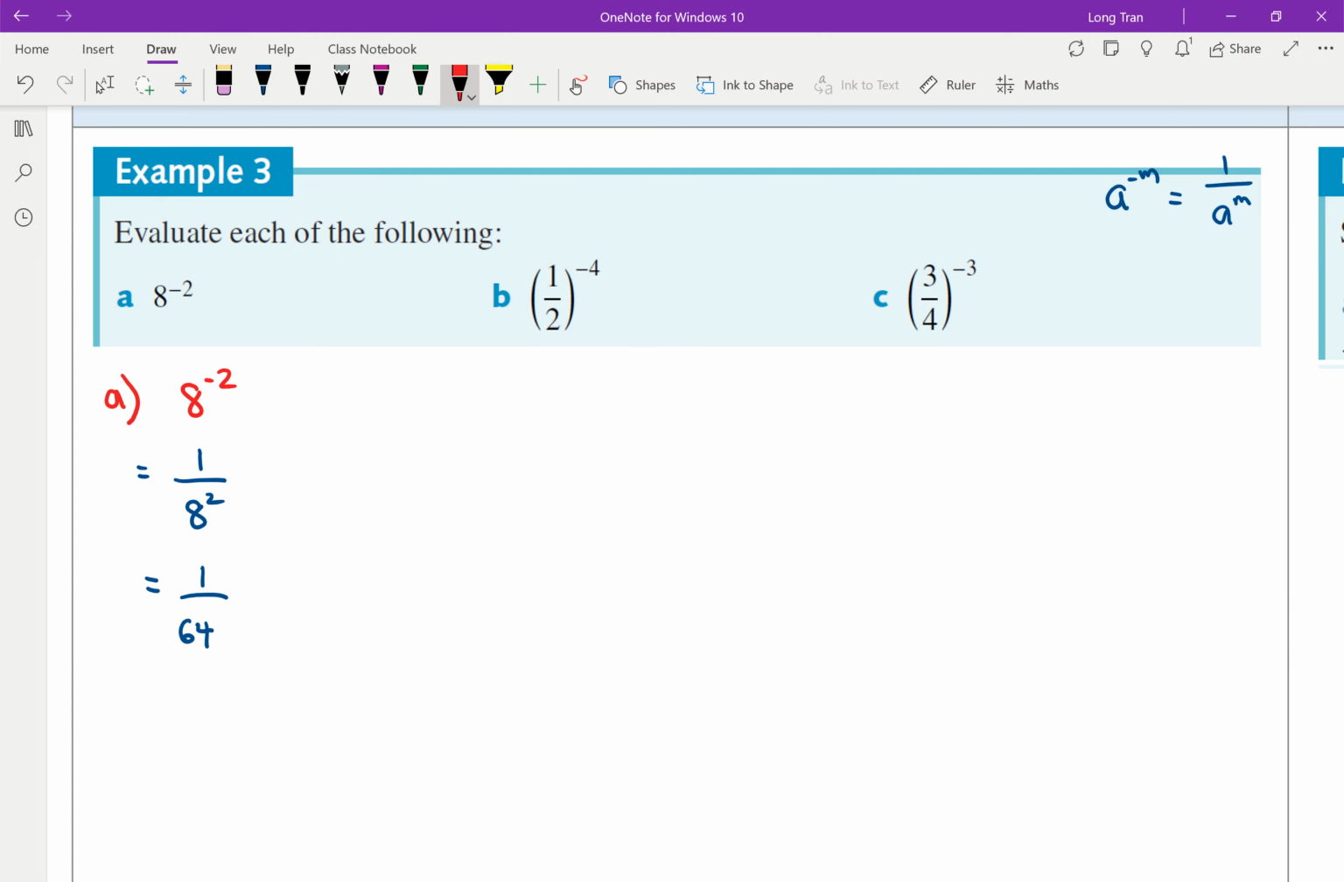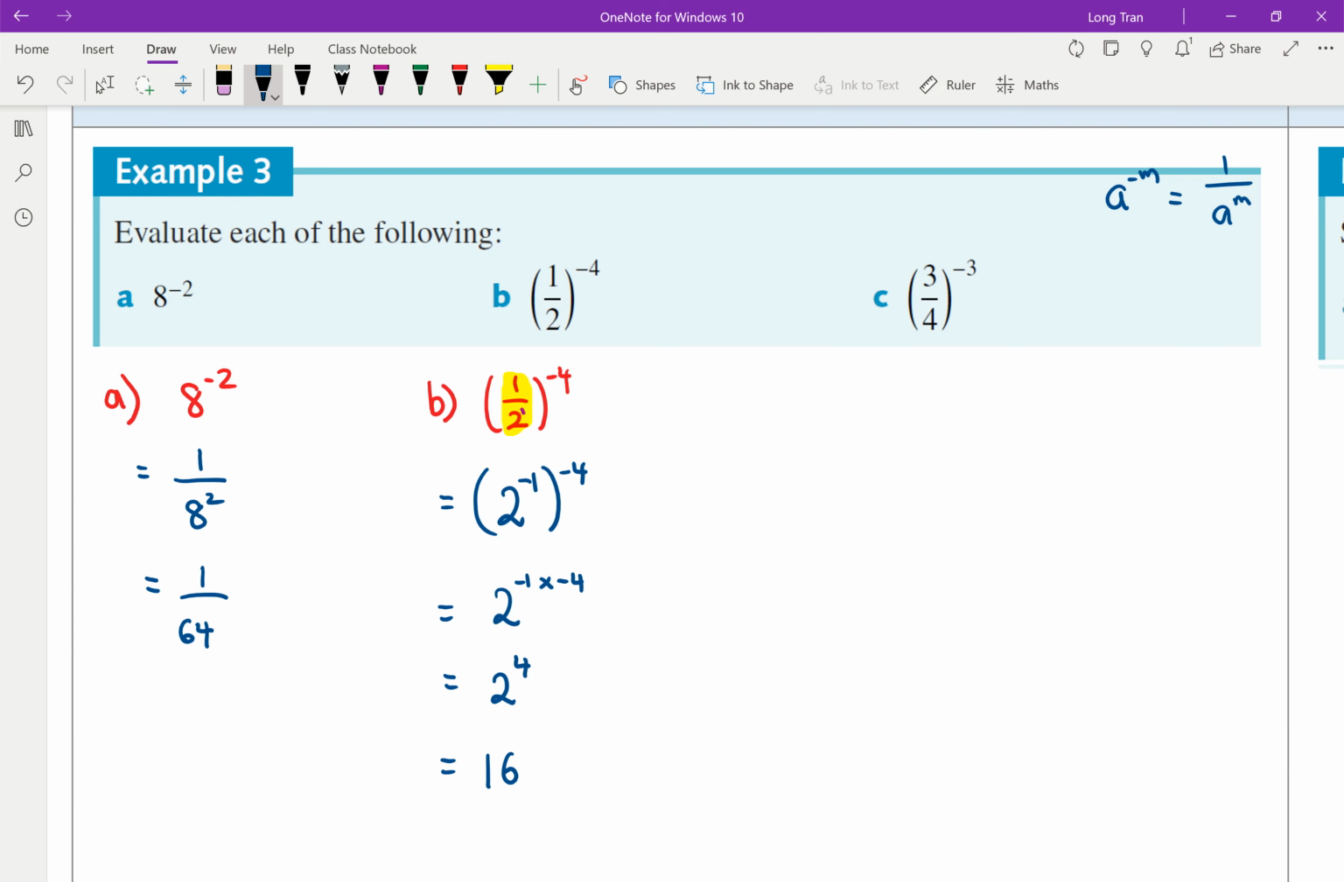B, let's do B. So part B, I've got now 1 over 2 to the power of negative 4. Another way of looking at this is you can write that half using index laws. Instead of 1 over 2 to the power of 1 on the denominator, we can write that now as 2 to the power of negative 1, because that's the same thing as half, all to the power of negative 4. Now, why do I do that? Because I know using rule number 3, I can multiply the two powers there. So negative 1 times negative 4 gives me now 2 to the power of positive 4. And we know that 2 to the power of 4 is 16.